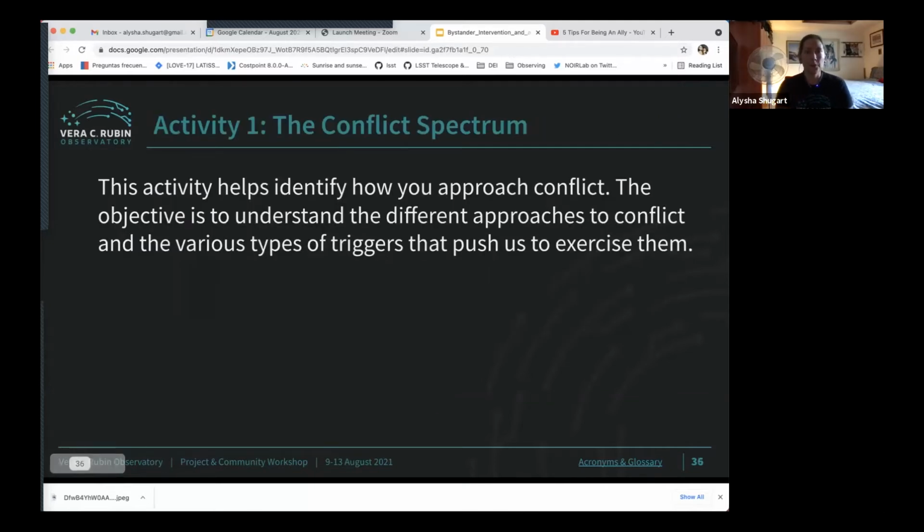And I want to start off with an activity, and this activity is called the conflict spectrum. This activity helps identify how you approach conflict. The objective is to understand the different approaches to conflict and the various types of triggers that push us to exercise them.